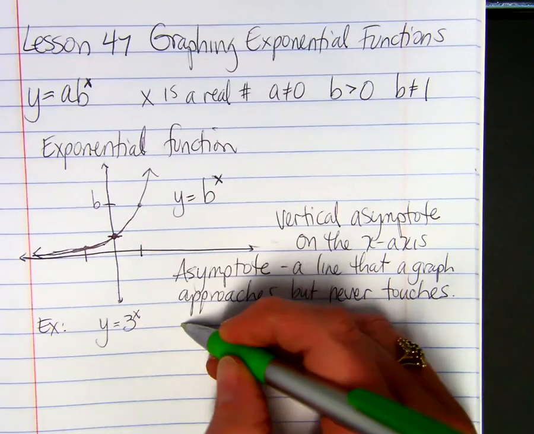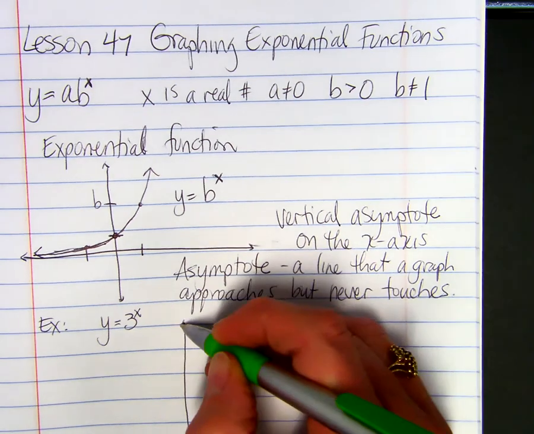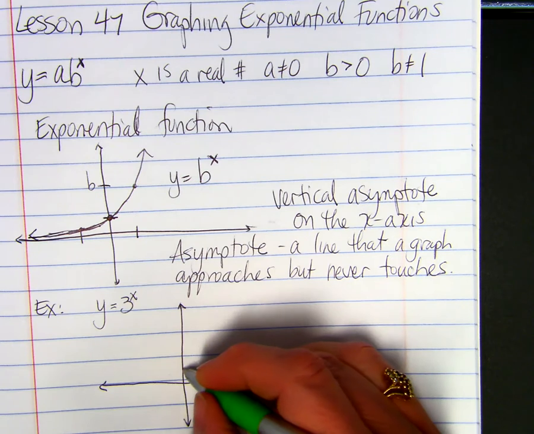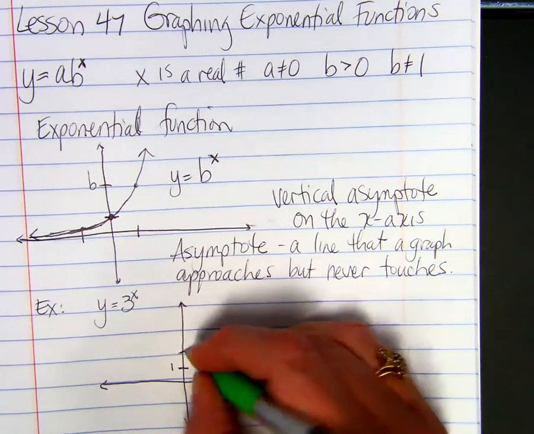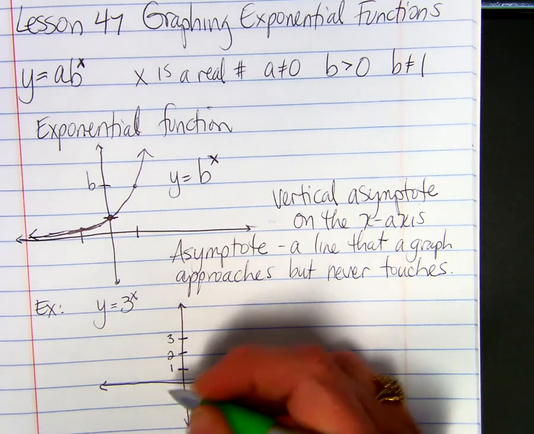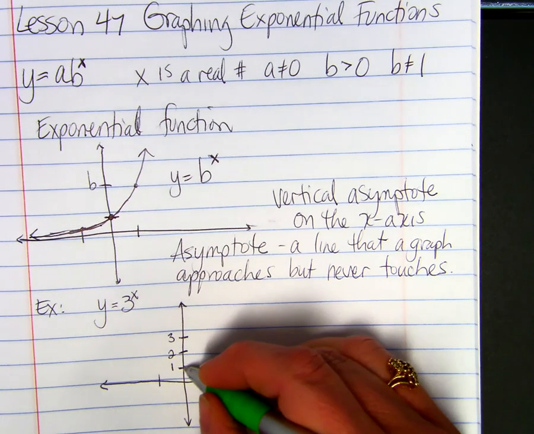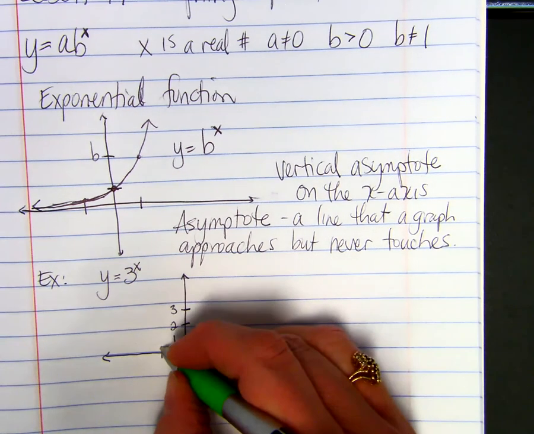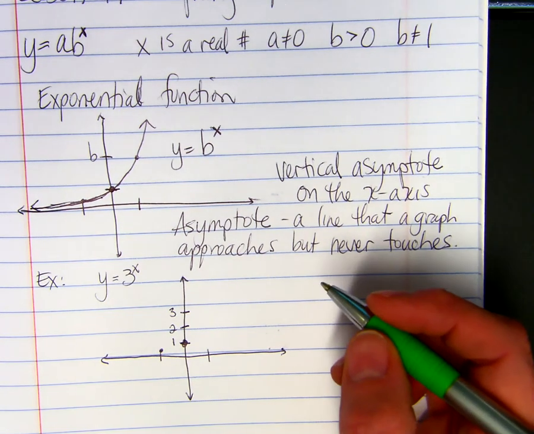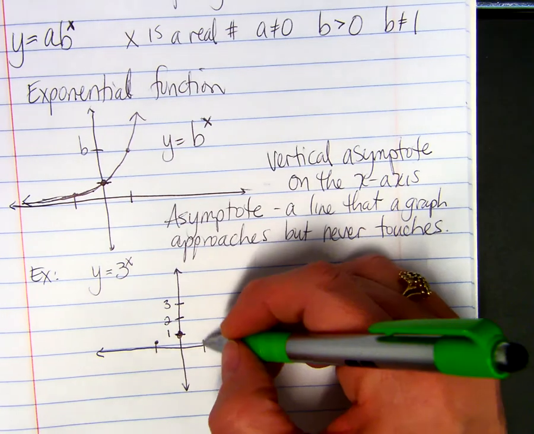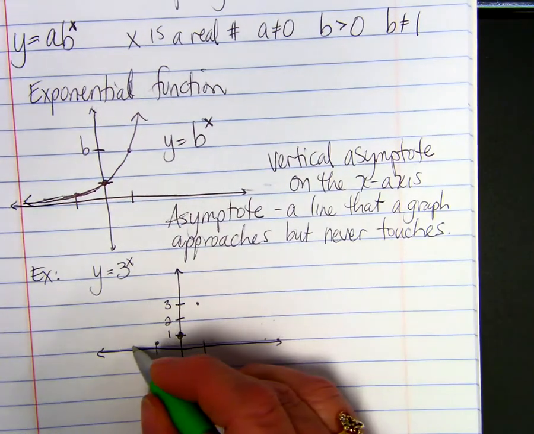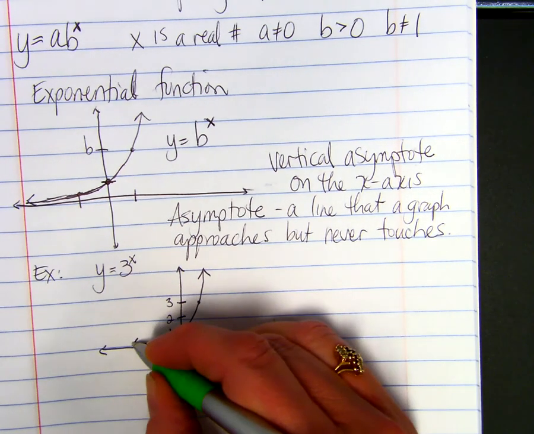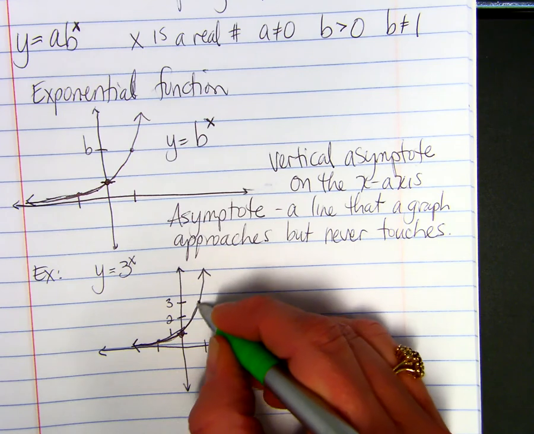Okay. So let's just graph y equals 3 to the x power. So we know when x is 0, y is 1. When x is -1, y is 1/3. When x is 1, y is 3. And then you connect those 3 dots in an exponential looking graph.